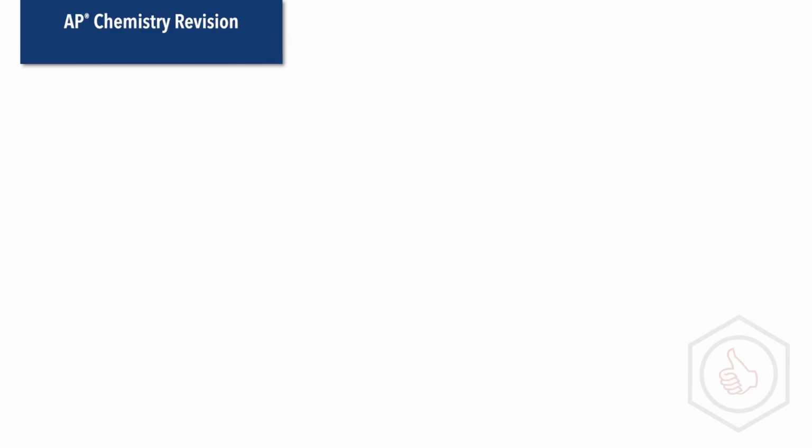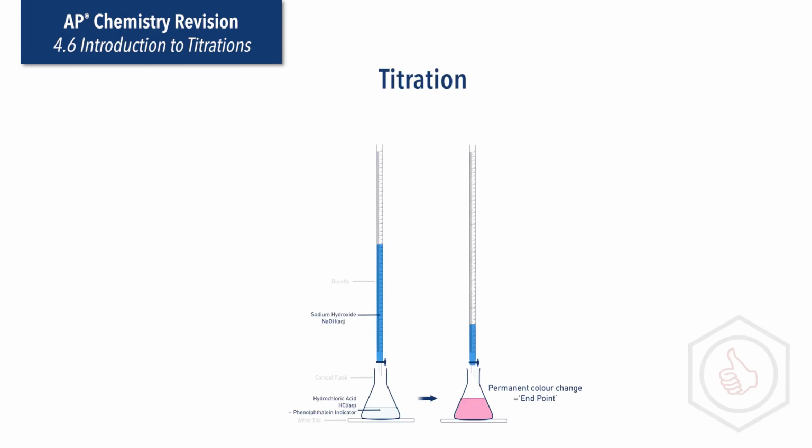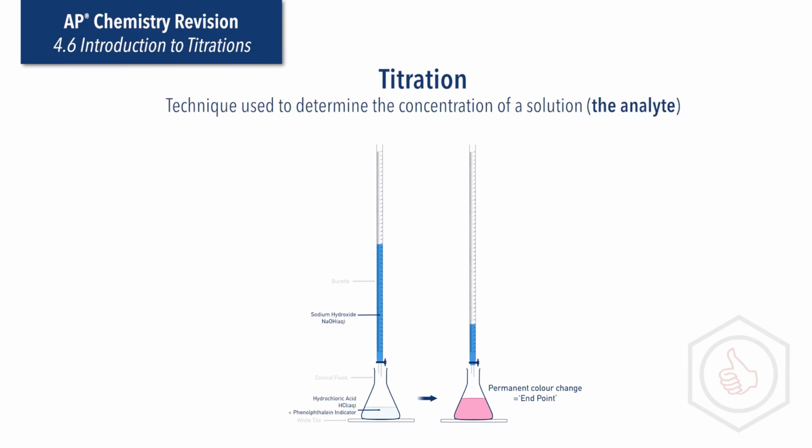Hello, so this is a revision video for AP Chemistry 4.6, Introduction to Titrations. A titration is an analytical technique used to determine the concentration of an unknown solution, the analyte, by reacting it with a solution of known concentration, the titrant. Titrations are particularly useful when a reaction occurs completely and predictably between the two substances, for example, an acid-base reaction.